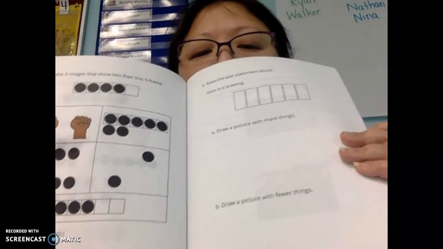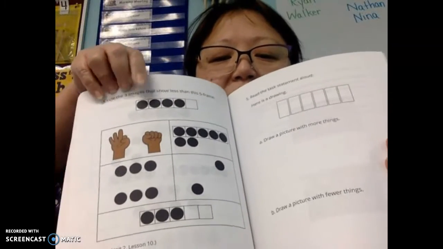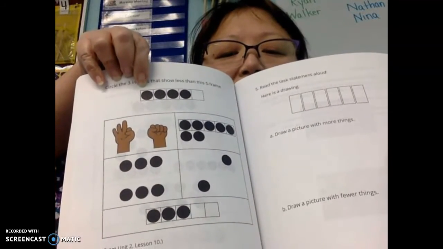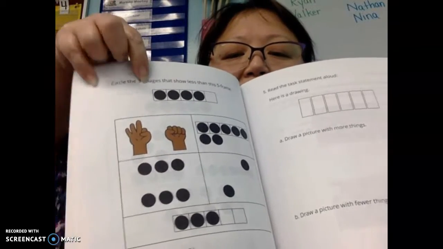Okay. And then this page here, you have to find 3 pictures that are less than what's in this 5 frame. So 3 pictures down there that have less things than what's here.